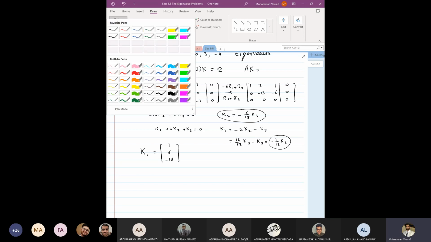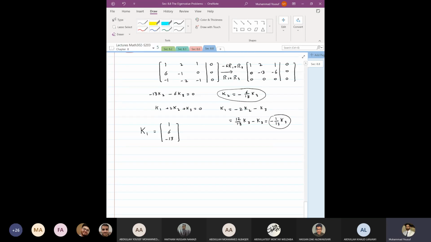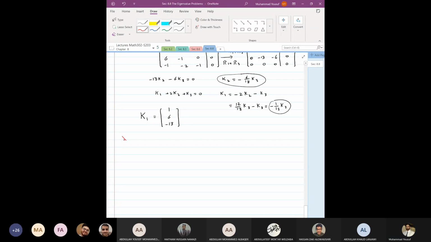Now, the second one, we take lambda equal to 3. Then A minus 3I. This I should put in black color. So then, Doctor, I think the time is up. It's 10:24, my mistake.